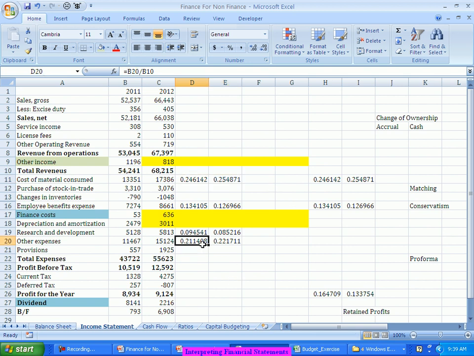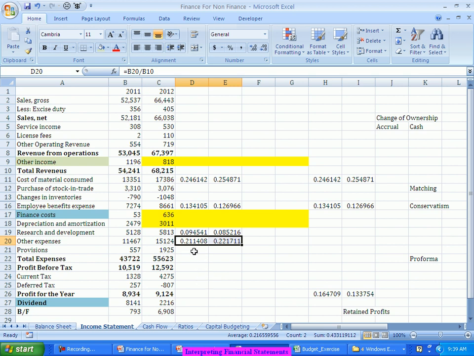But this, I need to really check. Why did it increase? What was the increase in the other expenses? Which items have gone up drastically? So, wherever the difference is very high, it is worth understanding the reason for it going high, and based on that, take your appropriate action.